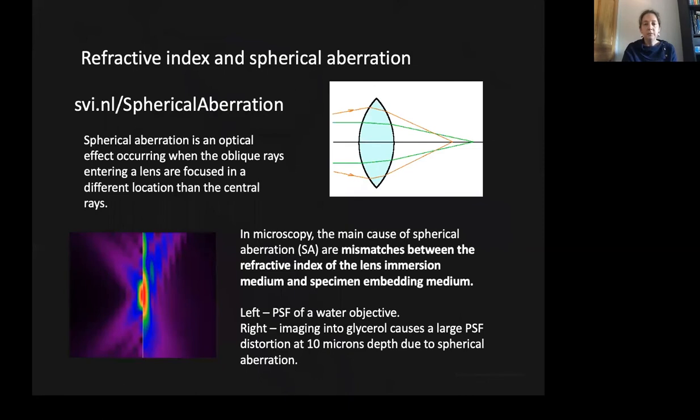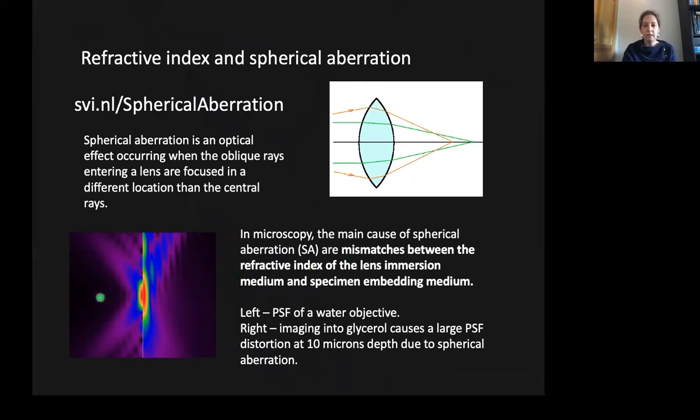If you would like a simple resource to understand spherical aberration and its effects, I recommend going to the Scientific Volume Imaging website as a good source of information. The diagrams on this slide are taken from that site. Spherical aberration is an optical effect occurring when the oblique rays entering a lens are focused in a different location than the central rays. In microscopy, the main cause of spherical aberration is mismatch between the refractive index of the lens immersion medium and the specimen embedding medium. For example, the lower diagram shown here.